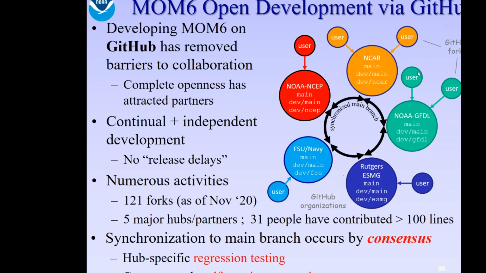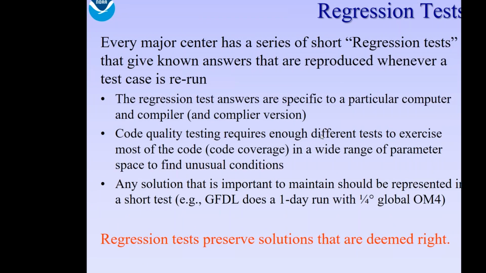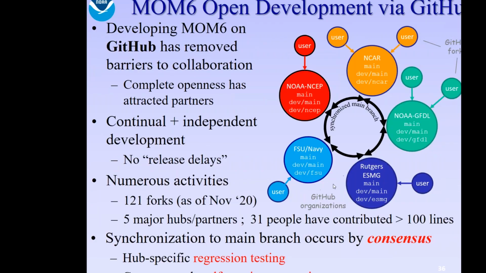But each one of these major forks, major hubs, is responsible for doing all of the routine, regular testing to make sure that any of the configurations that hub cares about, be it EMC or be it GFDL, isn't affected by changes to the model.